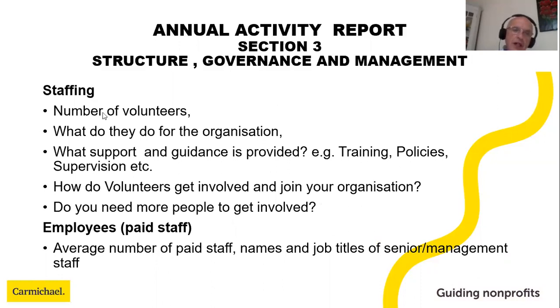Staffing, I suppose, is in two categories. You have volunteers and you have paid employees. Now, volunteers are staff members as well, so they have to be treated the same as staff members. So your number of volunteers should be stated. What do they do for the organisation? What support and guidance, training, and supervision is provided to them? How do volunteers get involved and join your organisation? And do you need more people to get involved?